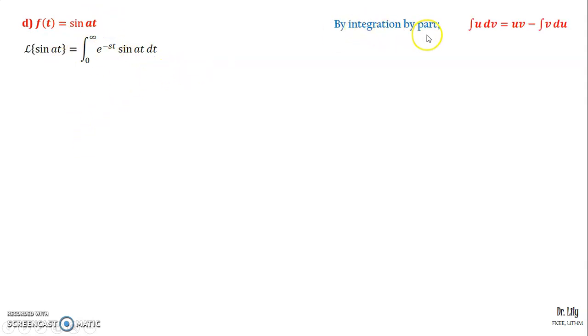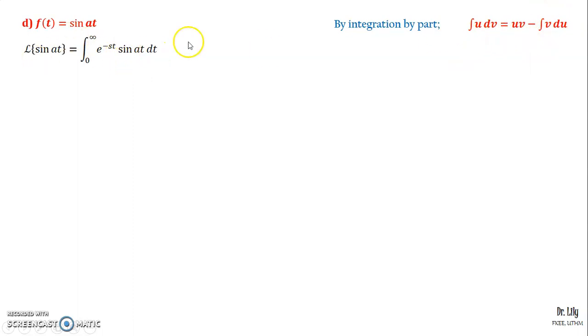Okay, so kita pergi kepada contoh D pula. Okay, D, FT is equal to sin AT. Okay, so you masukkanlah untuk Laplace transform for sin AT sama juga dengan integratekan eksponen negatif ST multiply dengan sin AT. Okay, so sekarang you ada dua function, eksponen negatif ST dan satu lagi function dia sin AT. Okay, so dia punya proses integral ni agak complicated. Jadi kita nak mudahkan, kita guna cara integration by part, yang mana dia punya formula integrate u dv equal to uv tolak integrate v du.